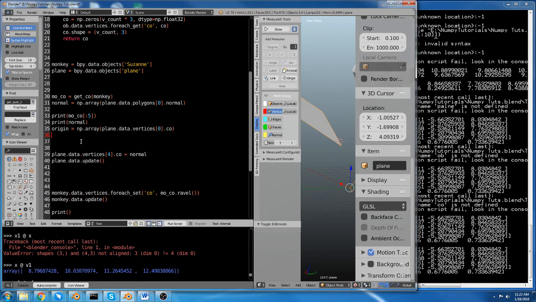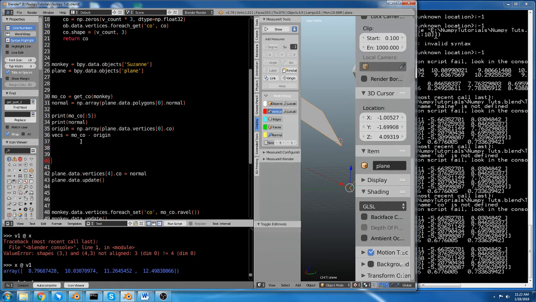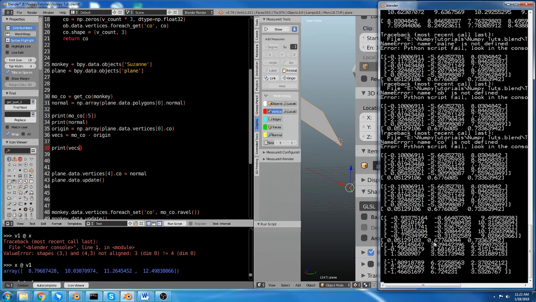All right, so we need to do CO. Let's see. We're going to say vex, because it's kind of like converted again into vectors, equals monkey CO minus origin. And now remember that our vex, if we print our vex, it's this array of 3D vectors.